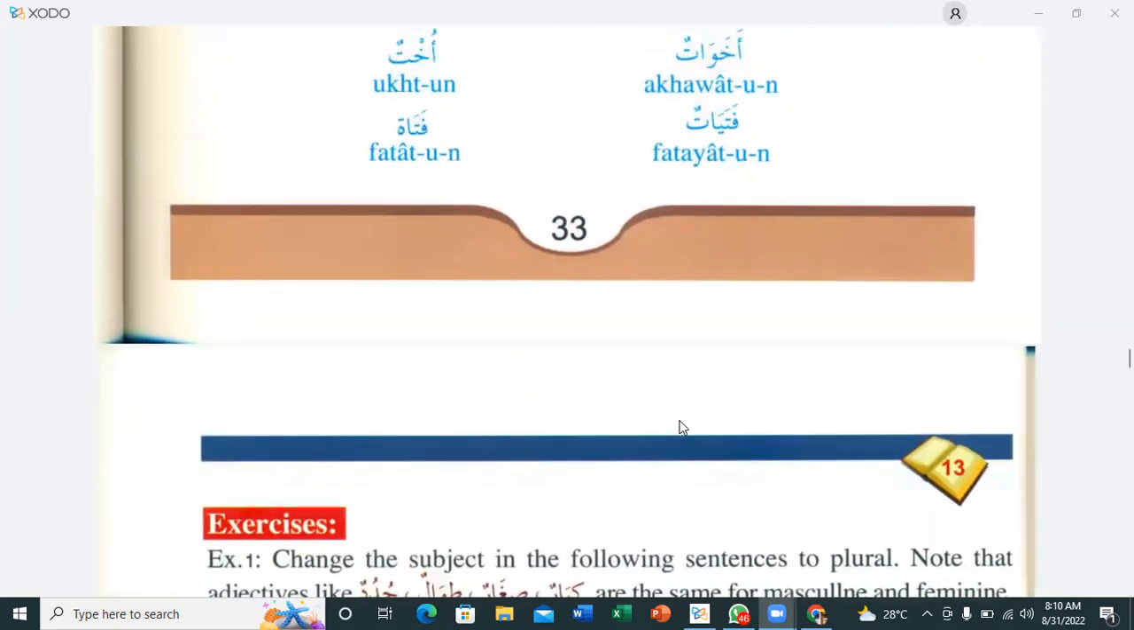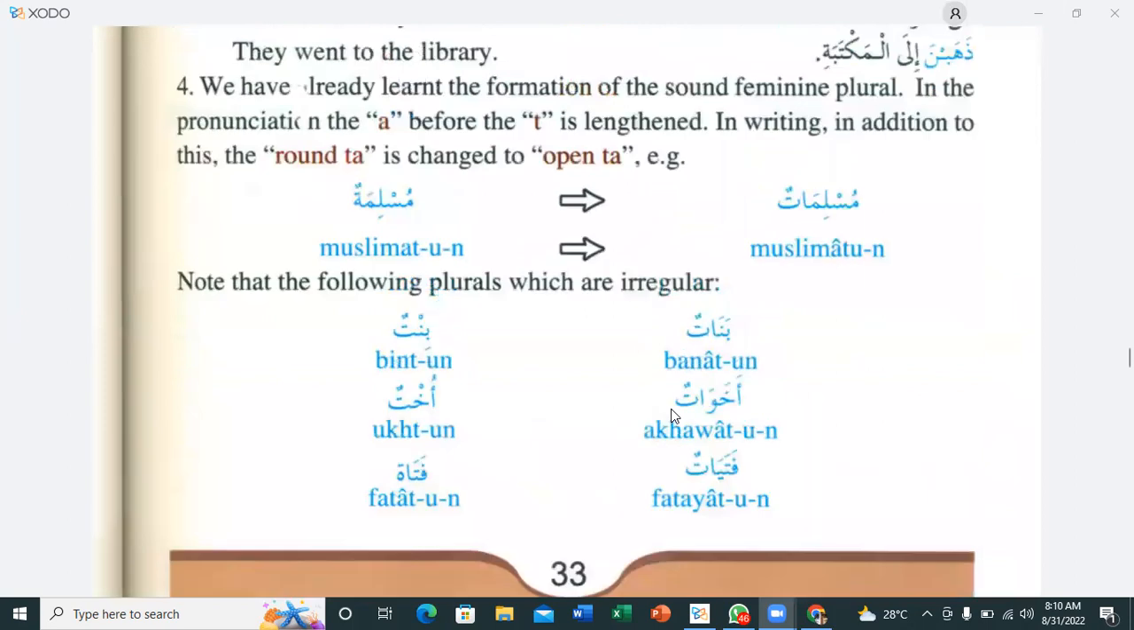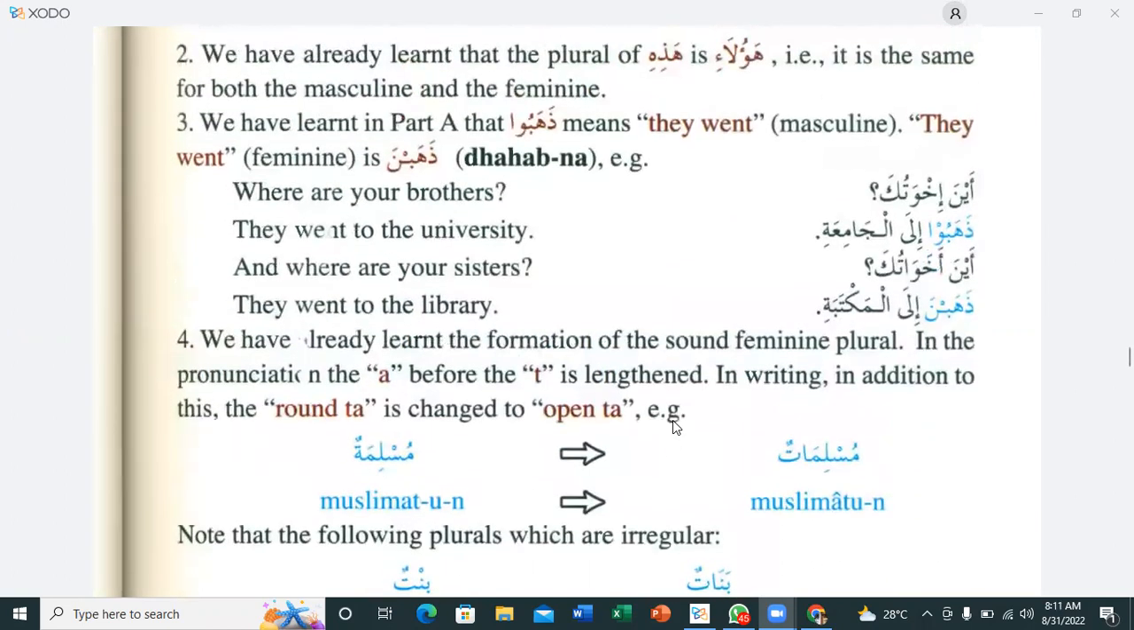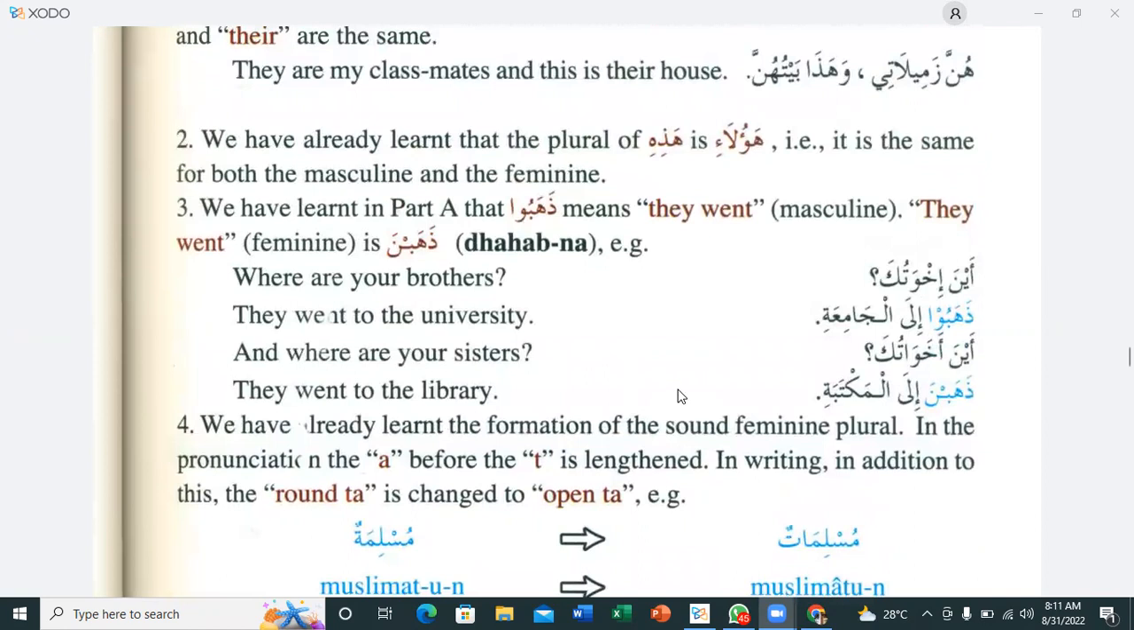Okay, got it? Any question about it? I want to confirm one thing. They went for female, right? Is this for two females or plural females? Zahabna is used for plural female. And if we say it for two females, we say zahabata. Okay.